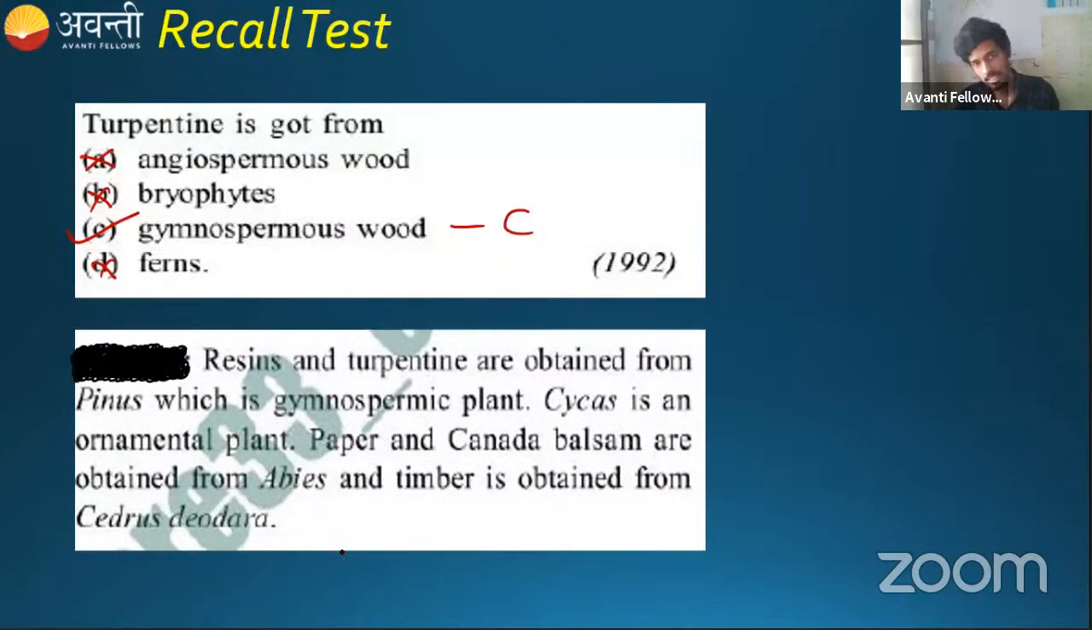You can check your answer in here also. Resins and turpentine are obtained from Pinus, a gymnospermic plant. Cycas is an ornamental plant. Paper and Canada balsam are obtained from Abies, and timber is obtained from Cedrus deodara. It has all the information related to the economic importance of gymnosperms also. So after the class, check once. I'm not erasing because the answer is from a different question, so the solution is from a different question. Here the answer is wrong, so I just covered it. Used for joint pain, yeah, that you can also use.